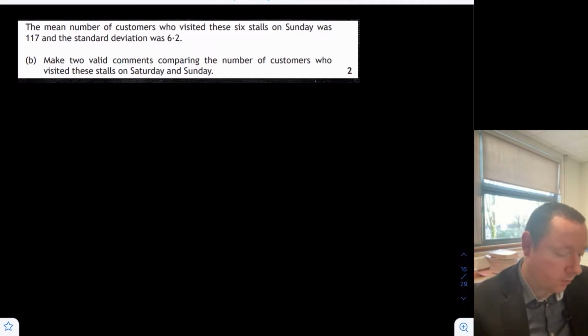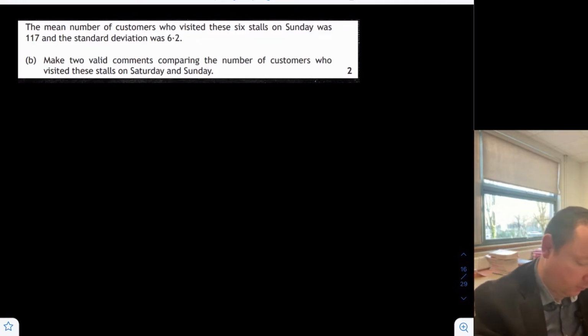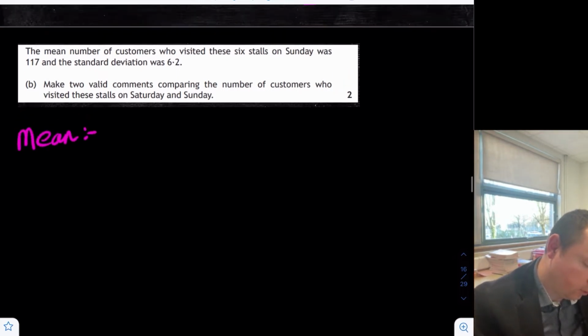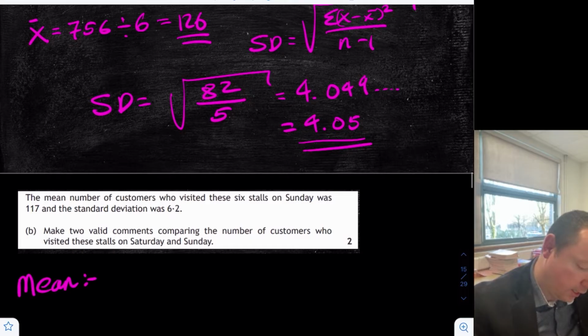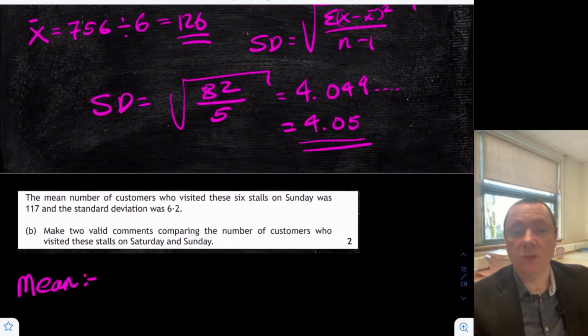Part B says the mean number of customers who visit the 6 stalls on Sunday was 117, and the standard deviation 6.2. Make 2 valid comments comparing the number of customers visiting on Saturday and Sunday. So this time, we've done the mean and standard deviation, so 1 comment for the mean, 1 comment for the standard deviation. So looking at the mean first, our first number we calculated was 126. Theirs is 117. So on average, the number of customers visiting on Sunday is lower.